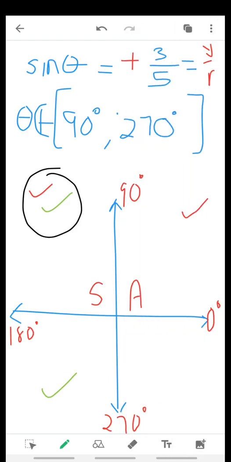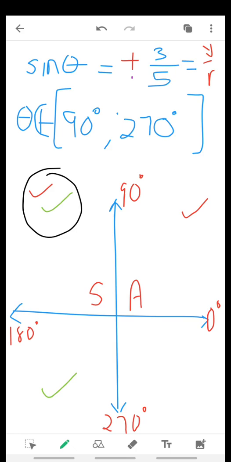There we go. Sine theta equals 3/5. What do you notice about the 3/5? That ratio is positive. And 3 represents y, 5 represents r, meaning we need to find our x. But nevertheless, sine is positive.